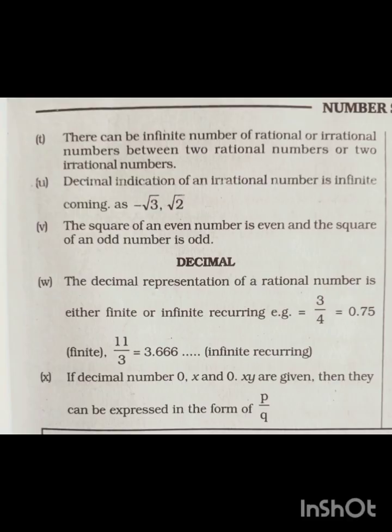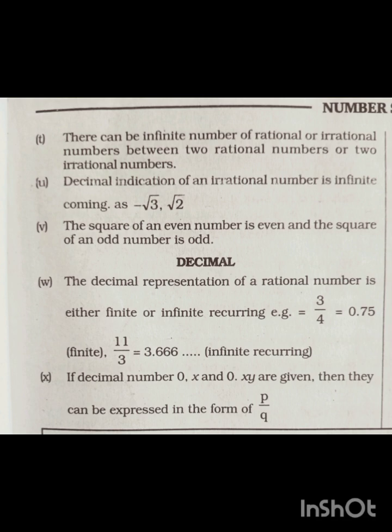There can be infinite numbers of rational or irrational numbers between two rational numbers or two irrational numbers. The decimal representation of an irrational number is infinite, non-recurring, such as root 3, root 2. The square of an even number is even and the square of an odd number is odd. Decimals. The decimal representation of a rational number is either finite or infinite recurring. For example, 3 by 4 we get 0.75, finite. 11 by 3 we get 3.666, infinite recurring. The repeating of numbers is called recurring.